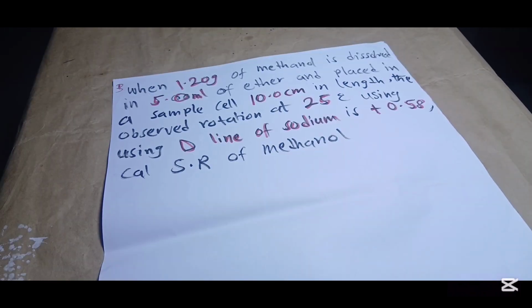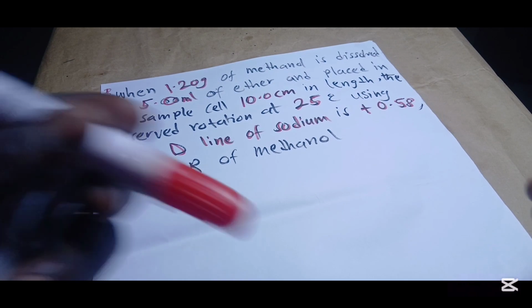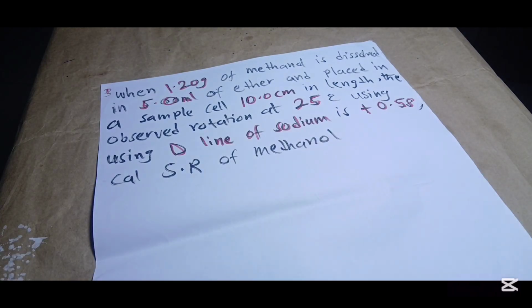When 1.20 gram of methanol is dissolved in 5.0 ml of ether and placed in a sample cell 10.0 centimeters in length, the observed rotation at 25 degrees Celsius using the D line of sodium is plus 0.58. Calculate the specific rotation of methanol.